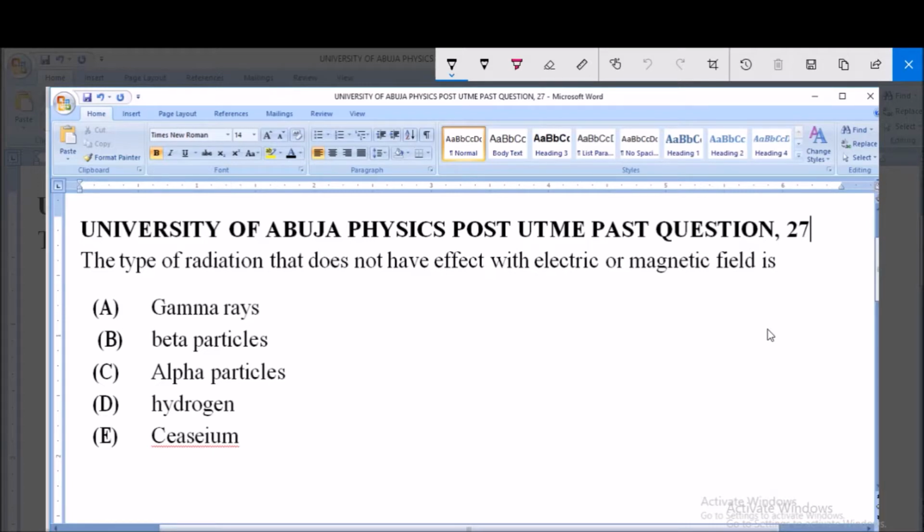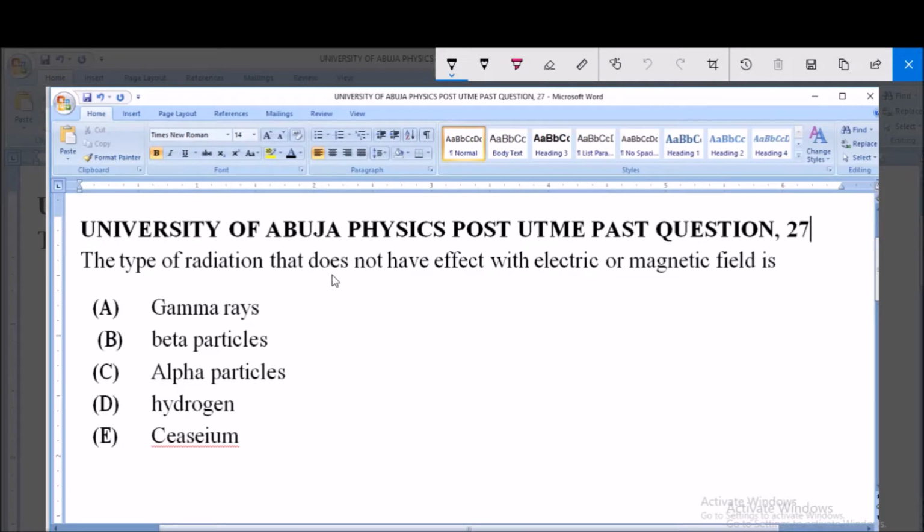Good question. The type of radiation that does not have effect with electric or magnetic field is: A. Gamma rays. B. Beta particles. C. Alpha particles. D. Hydrogen. And E. Cesium.